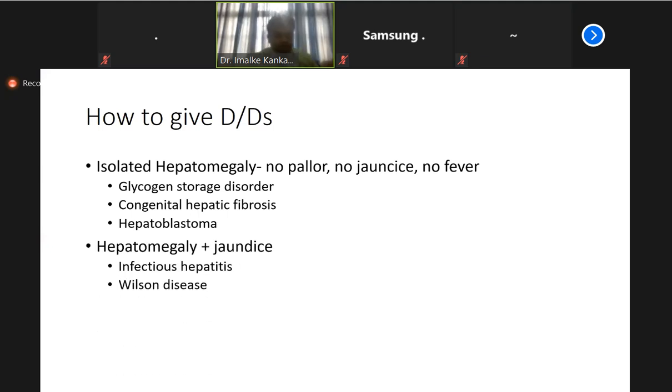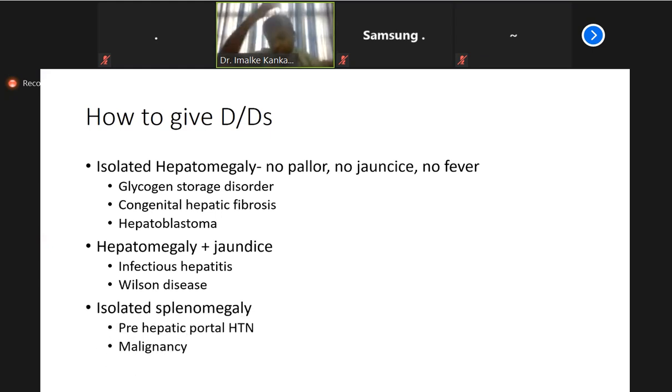Right. Now you have a case of hepatomegaly and jaundice, but no fever. So markedly hepatomegaly and jaundice. So in that case, infectious hepatitis, it could be hepatitis A, hepatitis B, and Wilson's disease, right?